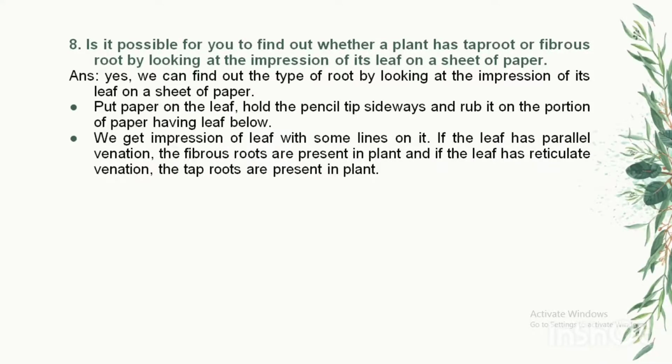If the leaf has lots of net like structure, then it has reticulate leaf venation. But if the lines are same and parallel, then you can consider it as a parallel leaf venation. Okay, so we can consider the relationship also: if there is reticulate leaf venation, then the root will be tap root, and if the parallel venation is there, then the root will be fibrous.